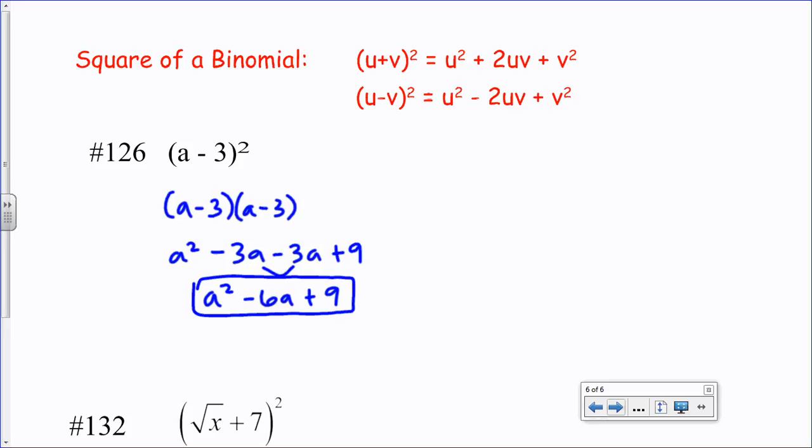All right, let's talk about the shortcut. The shortcut tells me to square the first number, a squared, then multiply the 2 together. So a times negative 3 is negative 3a, and then double it. So negative 6a, and then square the last number, which is 9. Negative 3 squared is positive 9. So no matter what, this is a plus here.